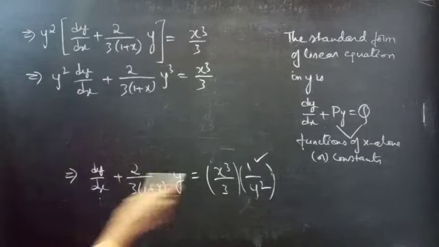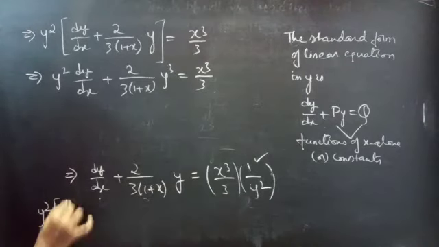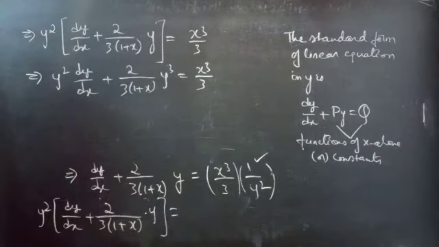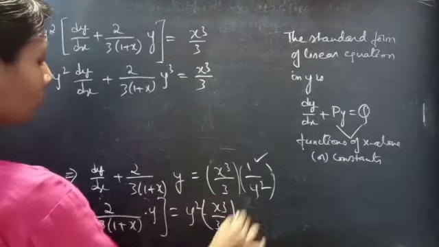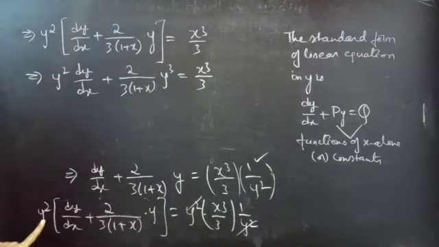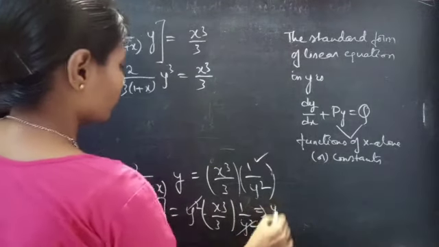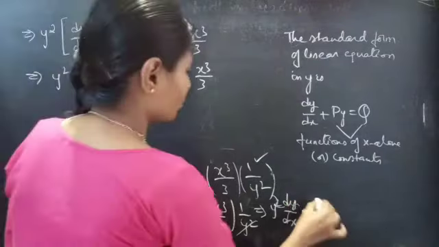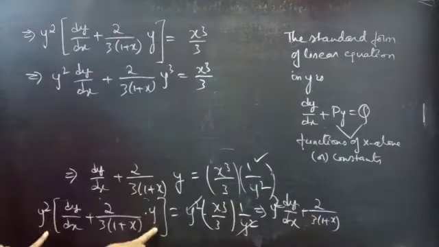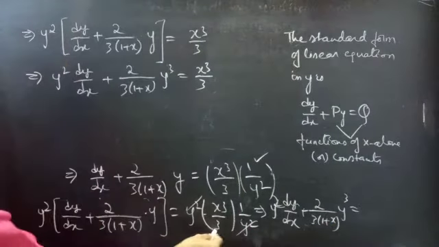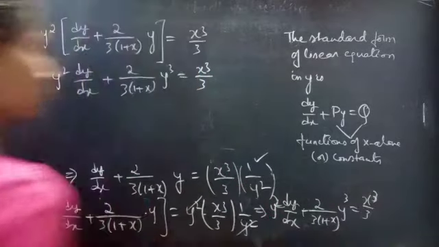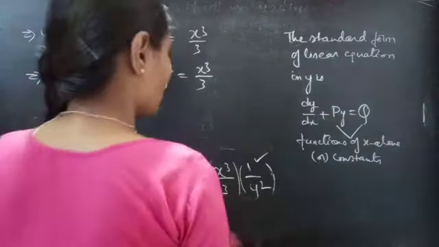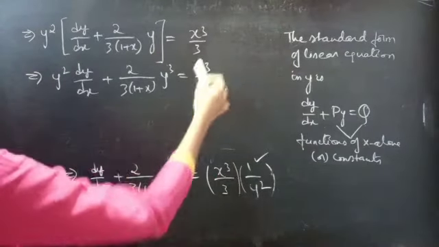So let's see what happens if we multiply both sides of the equation with y square. Then we'll get y square gets cancelled, and then you'll get y square into dy by dx plus 2 by 3 times 1 plus x into y square, y cube equals x cubed by 3. The same thing. So now we have eliminated 1 by y square from the RHS part.